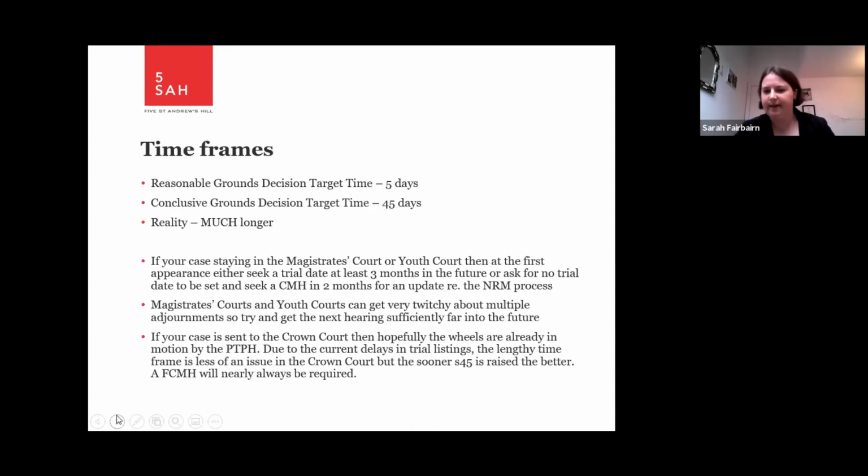Less problematic in the Crown Court because there are longer delays, but still get on with it as quick as possible, particularly in a CTL case. And you will nearly always need a further case management hearing for an update. So that's all I want to say. So I'm going to hand over now to John Oliver.